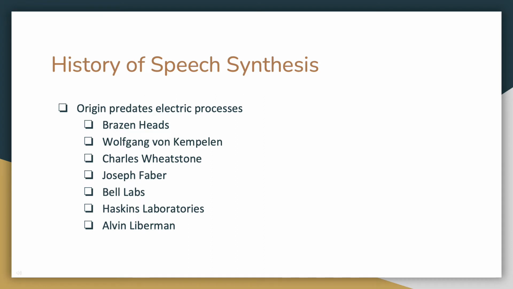In 1846, Joseph Faber displayed euphonia. Later, in 1923, Paget resurrected the design of Charles Wheatstone. In the 1930s, the vocoder was produced by Bell Labs. Leading into 1950, Haskins Laboratories created the pattern playback. The pattern playback converted visuals of patterns into sound. Later, Alvin Lieberman utilized this to discover acoustic cues for the perception of phonetic segments.